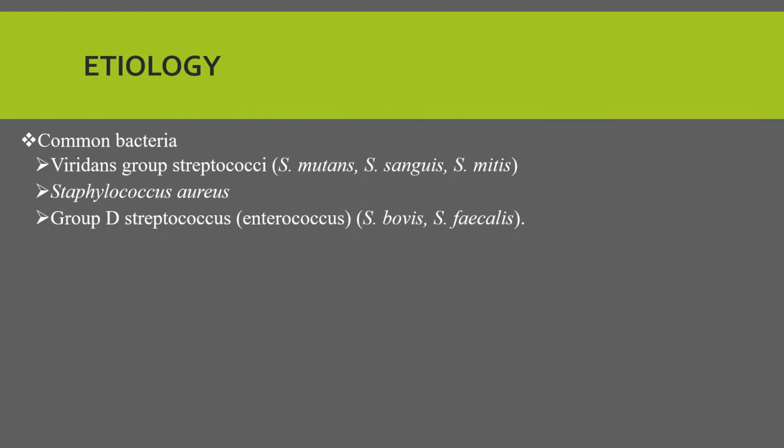Regarding etiology, the most common bacteria that cause infective endocarditis include viridans group Streptococcus and Staph aureus, and also group D Streptococcus. Other bacteria that can cause endocarditis, which are not common, include Pseudomonas and the HACEK group. And also fungi can sometimes cause infective endocarditis, especially in those who have had open heart surgery.